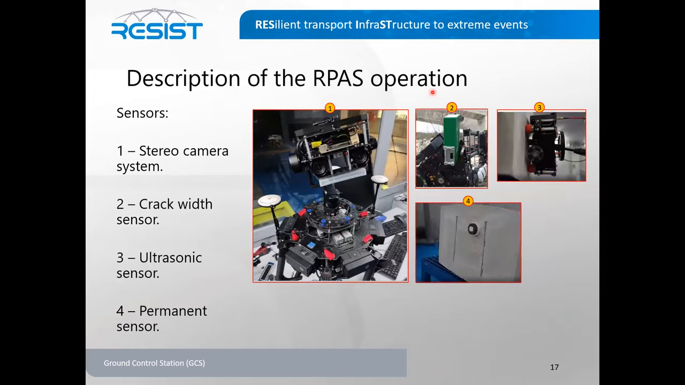These are the sensors used in the RPA's operation. First is the stereo camera system that is used in the visual inspection one. And the second is the crack width sensor. Third, the ultrasonic sensor, and fourth, the permanent sensor. These three sensors are used in the contact inspection drone.